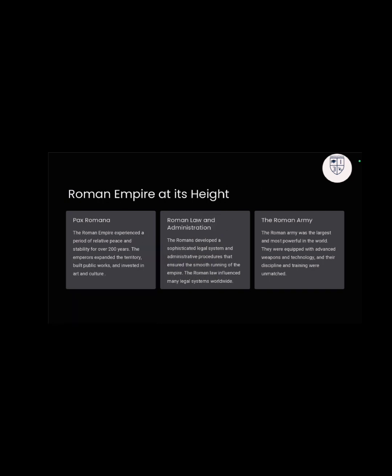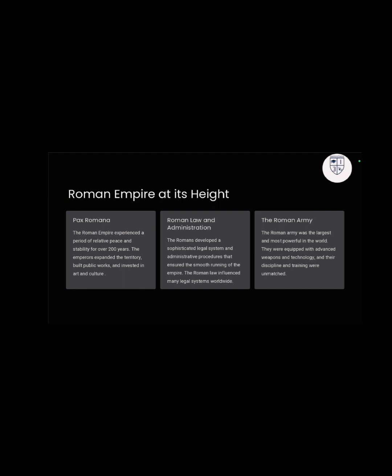Pax Romana. The Roman Empire experienced a period of relative peace and stability for over 200 years. The emperors expanded the territory and built public works. Public works means public buildings like the Colosseum, and the baths, which we can say are public buildings. And there were public homes. They didn't live in private homes. They were public homes where four people lived in a room, and they invested in art and culture.